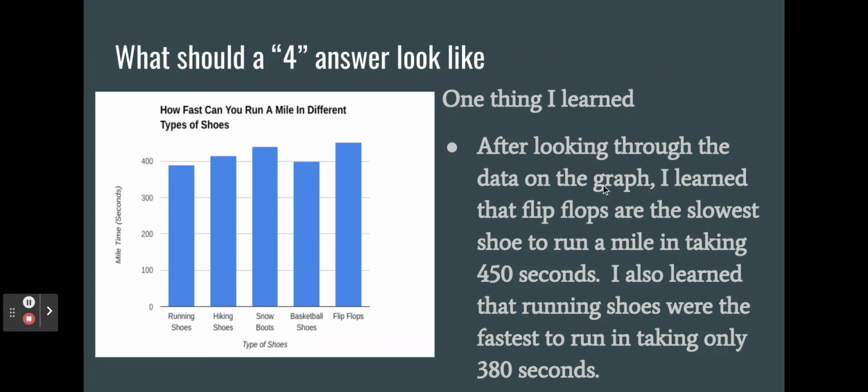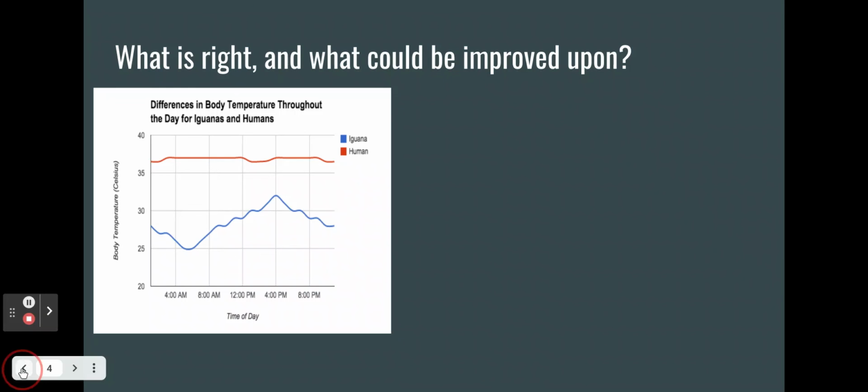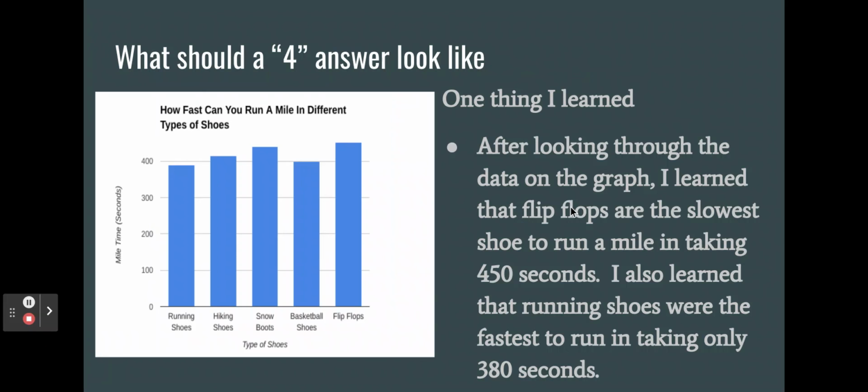After looking through the data on the graph, I learned that flip-flops are the slowest shoe to run a mile in, taking 450 seconds. I also learned that running shoes were the fastest to run in, taking only 380 seconds. So I want to point out a couple of things in this level 4 response. If you were to just put, after looking at the graph, I learned that flip-flops are the slowest shoe, that's probably around a 2 or a 3 in my opinion. The thing that takes this up is addressing the actual numbers in the data.